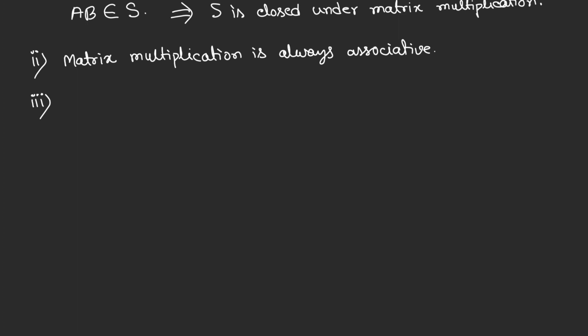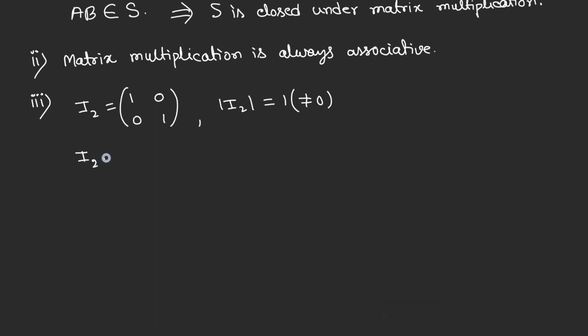What is the identity matrix? The 2 by 2 identity matrix. We know I2 equals 1 0 0 1. If you multiply any 2 by 2 matrix with this, you will get the same matrix. Yes or no? And obviously the determinant of I2 is 1, which is not equal to 0. So you can say that I2 belongs to S.